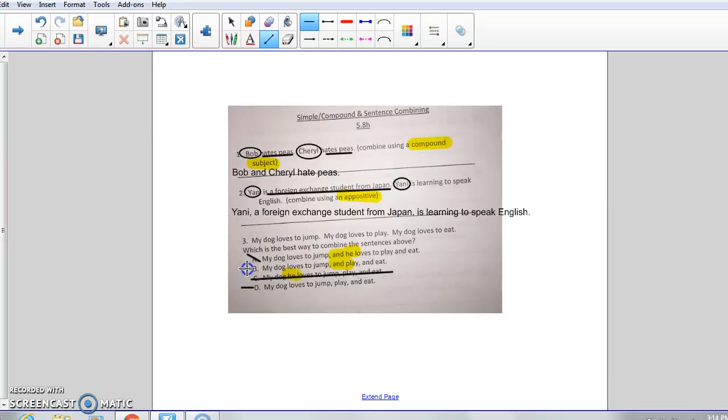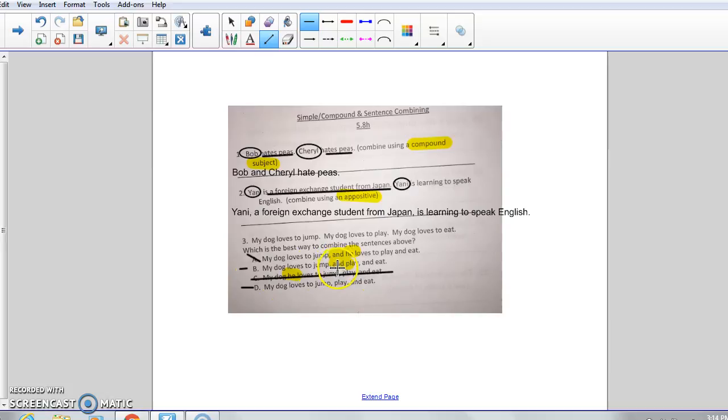So look at B. My dog loves to jump and play and eat. I want you to pause this and think for a second. What's weird about that? Like, what sounds wrong? Hopefully you noticed we've got too many ands.